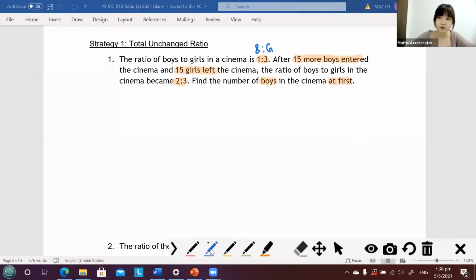So your first step is to write down the table. We have BCA, so B for before. Leave some space and write C for change. Leave some space and we're going to write A for after.